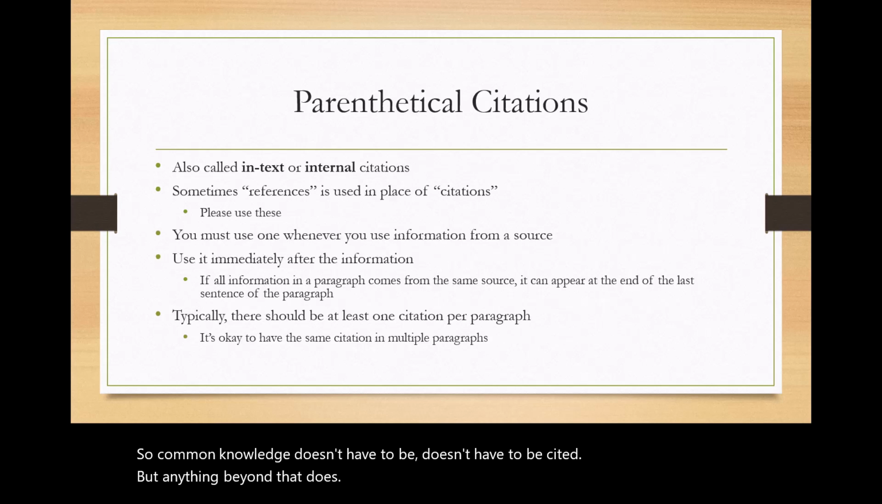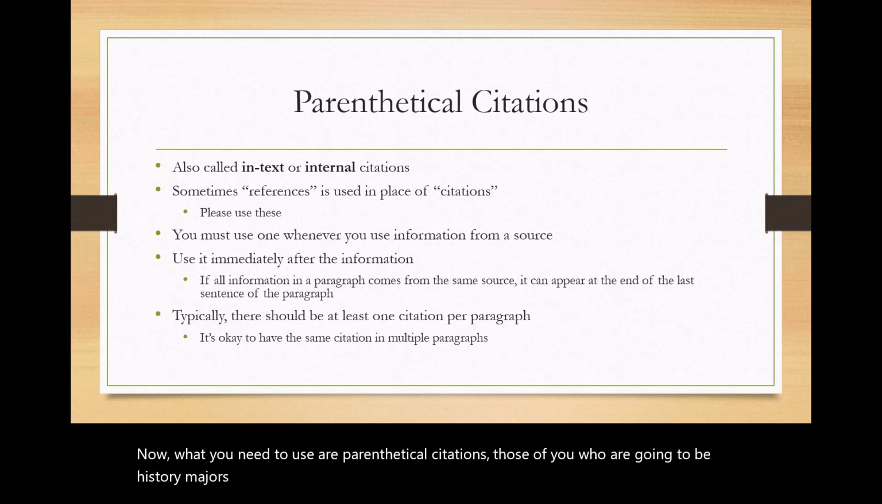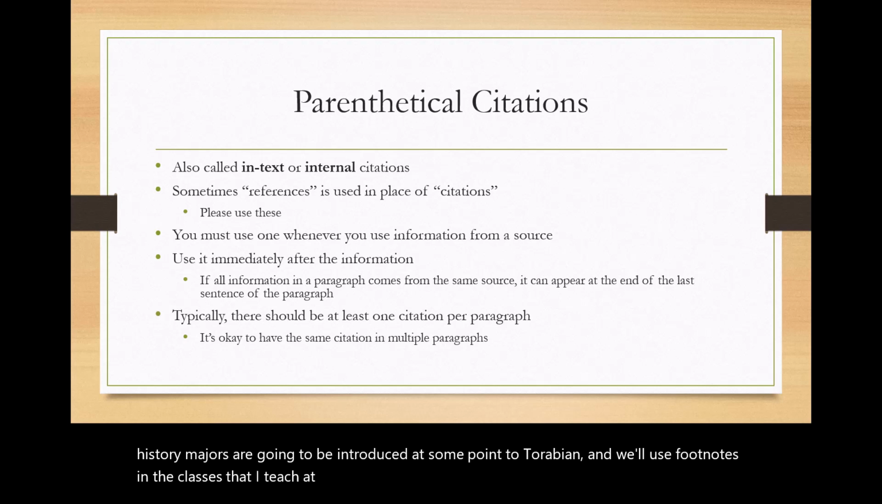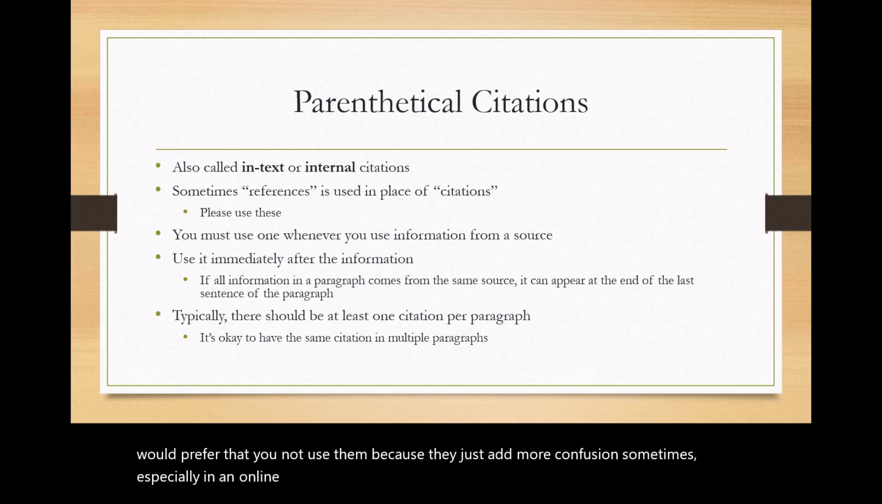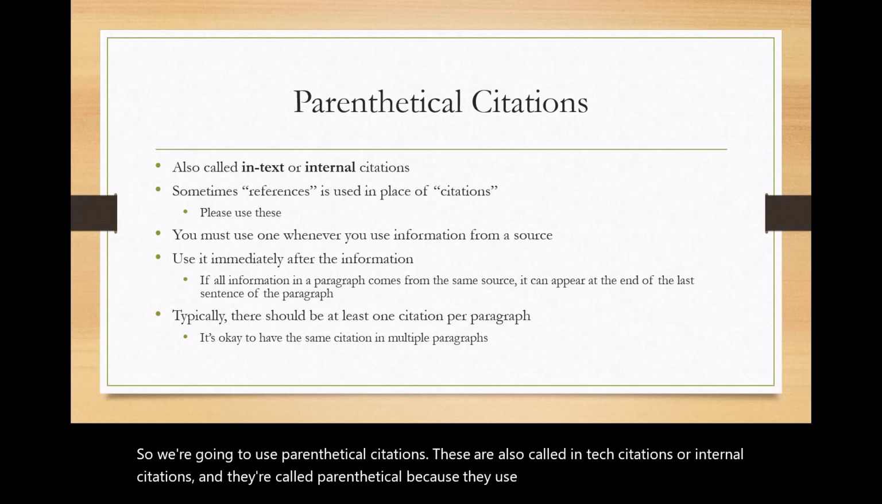Now, what you need to use are parenthetical citations. Those of you who are going to be history majors are going to be introduced at some point to Turabian and will use footnotes. In the classes that I teach at the undergraduate level, I don't require footnotes to be used. I would prefer that you not use them because they just add more confusion sometimes, especially in an online class teaching situation. So we're going to use parenthetical citations. These are also called in-text citations or internal citations, and they're called parenthetical because they use parentheses.